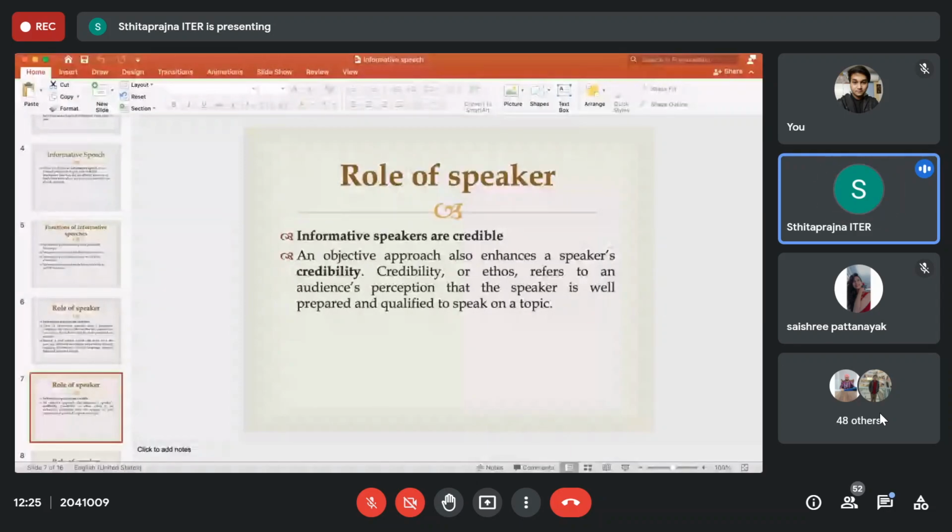And for this, you need an audience analysis. So see how all of them are connected, are linked together. You don't really have to take the trouble of doing an audience analysis with your friends because you know them well and you know how they perceive you. So that also takes care of how you decide to prepare on a particular topic. So this is important. Informative speakers have to be objective because you're presenting facts and data.